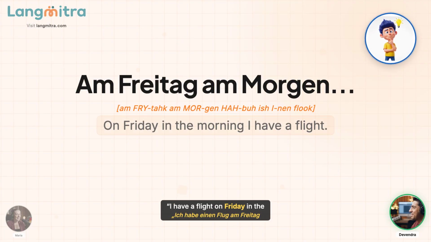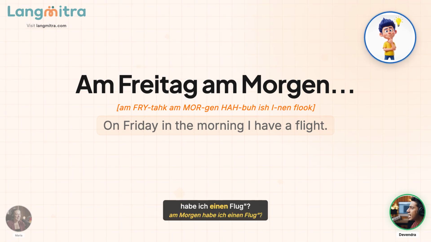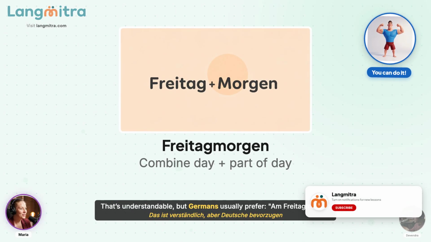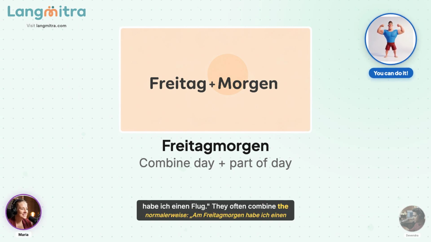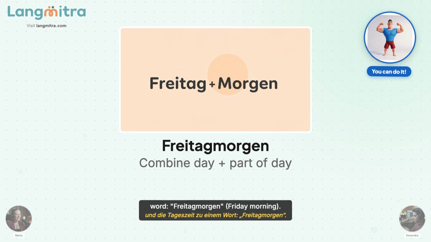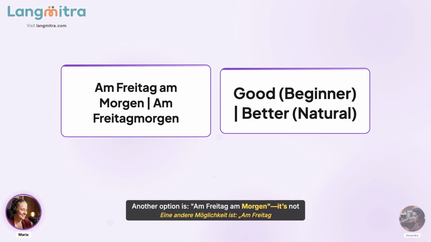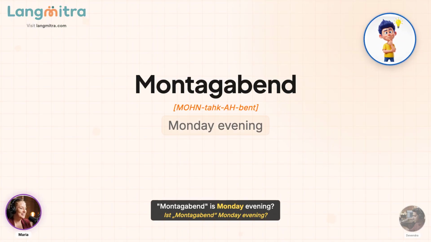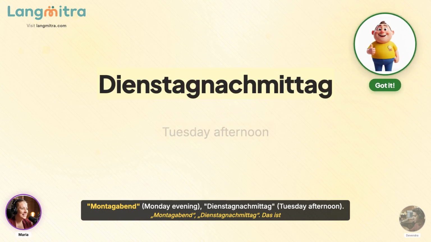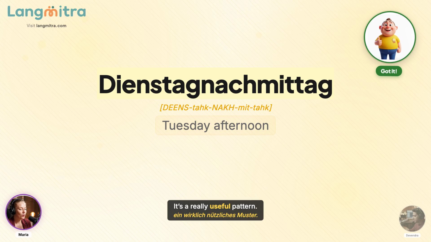Let me try. I have a flight on Friday in the morning. Would that be am Freitag am Morgen habe ich einen Flug? That's understandable, but Germans usually prefer am Freitagmorgen habe ich einen Flug. They often combine the day and the part of day into one word, Freitagmorgen, Friday morning. Another option is am Freitag am Morgen. It's not wrong in beginner speech, but am Freitagmorgen sounds more natural. So I can combine them. Montagabend is Monday evening. Exactly. Montagabend, Monday evening. Dienstagnachmittag, Tuesday afternoon. It's a really useful pattern.